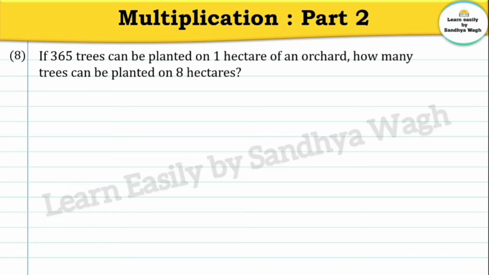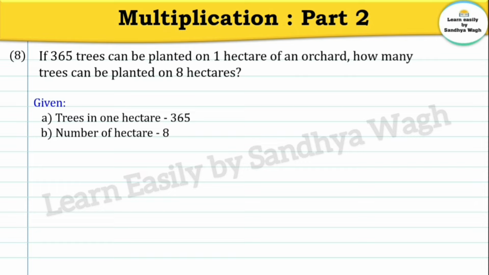If 365 trees can be planted on 1 hectare of an orchard, how many trees can be planted on 8 hectares? Given trees in 1 hectare 365, number of hectares 8. To find out trees planted on 8 hectares.